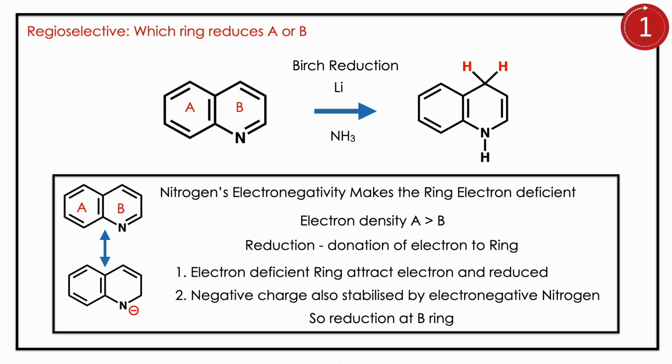Here B ring is favorable. Why? Because reduction is basically a donation of electron. Nitrogen makes the ring electron deficient because of its electronegativity. So the electron deficient ring pulls the electron better. Reduction happens at the nitrogen ring, not at the benzene ring. So in quinoline, the nitrogen ring gets reduced, which is the pyridine ring, not the benzene ring. The concept you have to learn here is in quinoline, the pyridine ring will get reduced quickly because of electron deficiency.